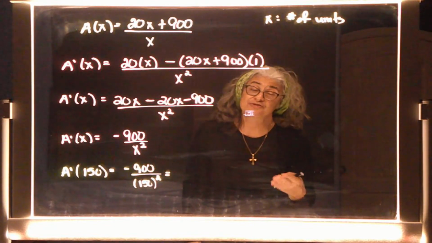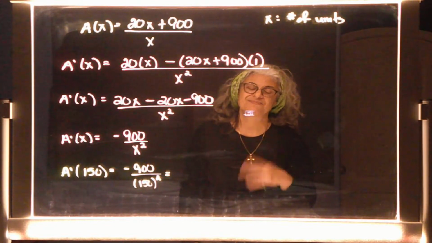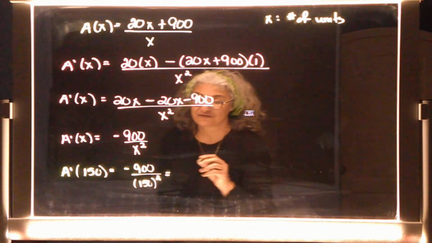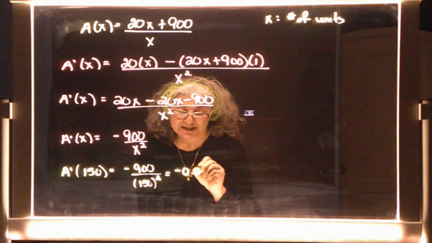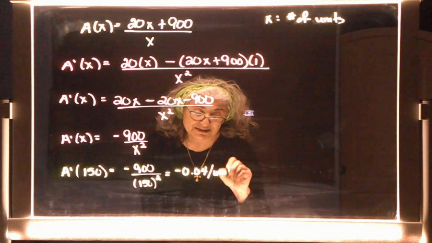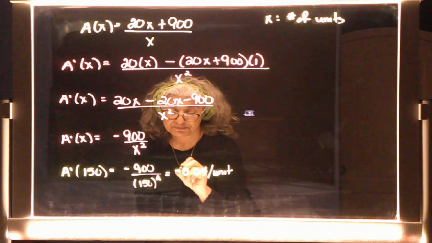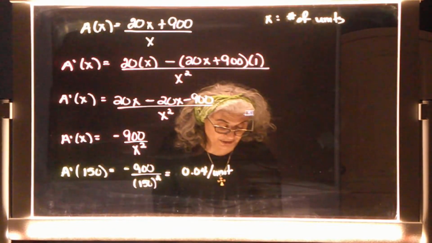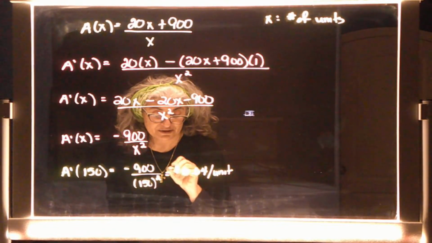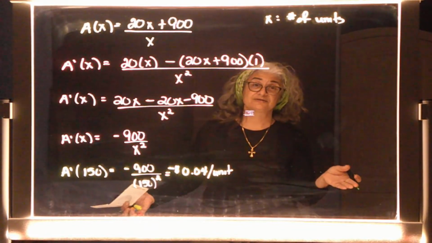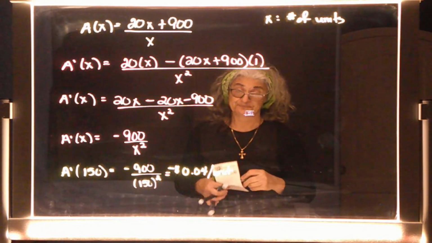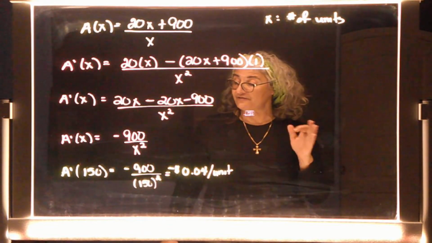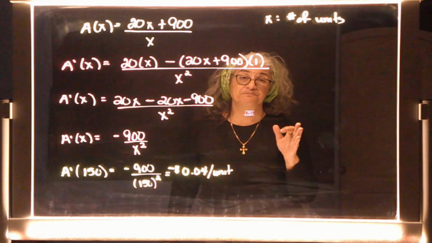Okay. They're talking about money, so you're going to round to how many decimal places? 2. Good. What'd you guys get? Yeah, you do get a negative number. Negative 0.04, basically cents, right? Let me stick in my dollar sign here. There we go. So a negative 4 cents, right, per unit. That is the average change to go from 150 to 151 units.